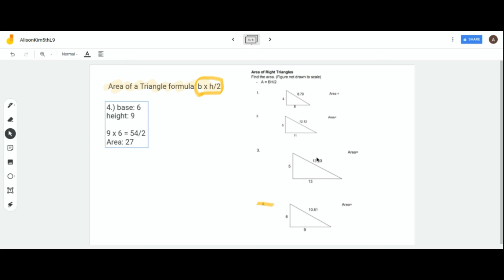Now usually they give you the units, but since they didn't, we're going to put just units. And for area, it is very critical that you put square. So your answer will be 27 units squared. Let's highlight that so it's easier to see.